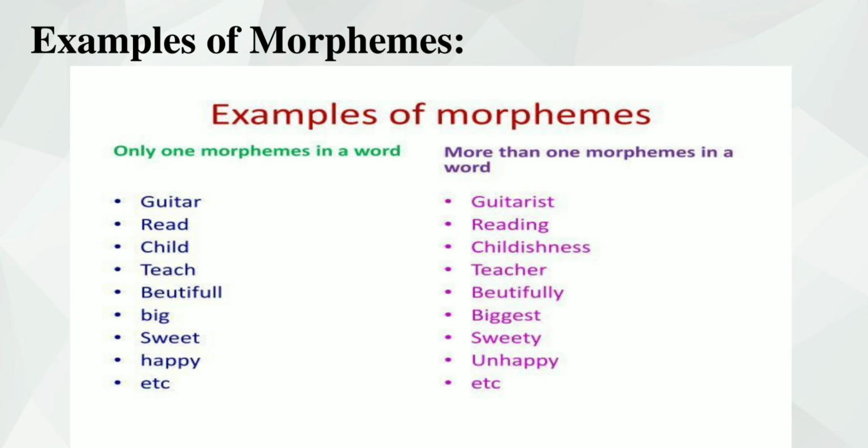Teach and er. Beautiful, we have beautifully, three morphemes. Big, we have biggest, two morphemes. Sweet, we have sweetie, two morphemes. Happy and unhappy, we have two morphemes, and etc.